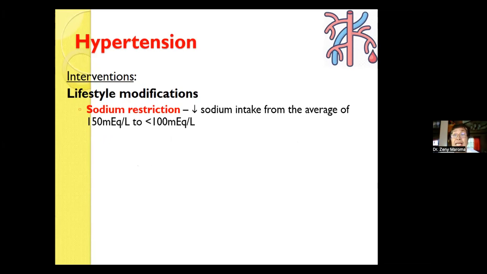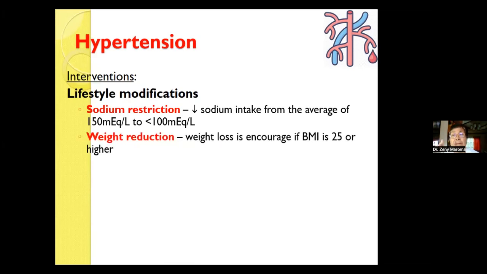Intervention, lifestyle modification. Siyempre, by the way, what are the 3 processes na nangyayari? Bakit may hypertension? 1, increase in fluid volume. Pangalawa, sympathetic stimulation. Pangatlo, increase peripheral vascular resistance. Kaya nagkakaroon ng hypertension. Okay?